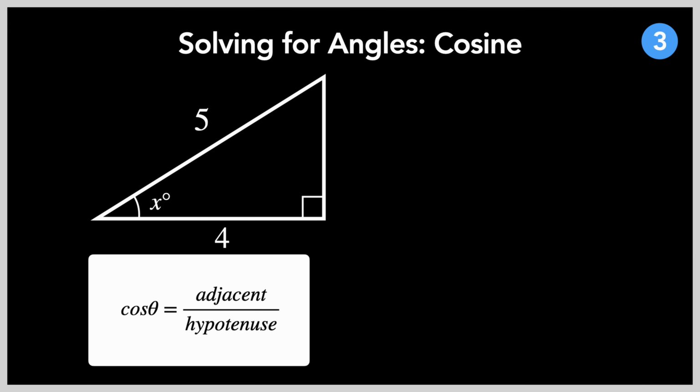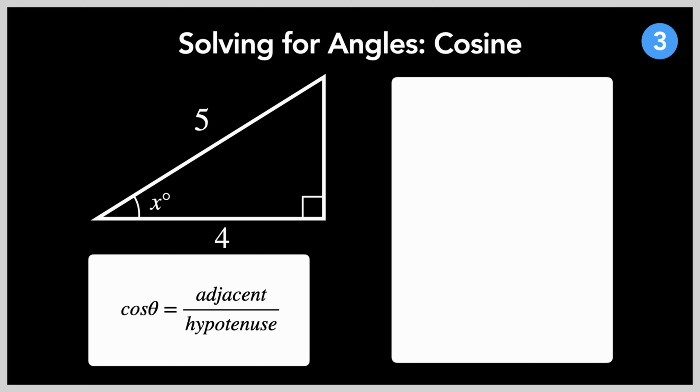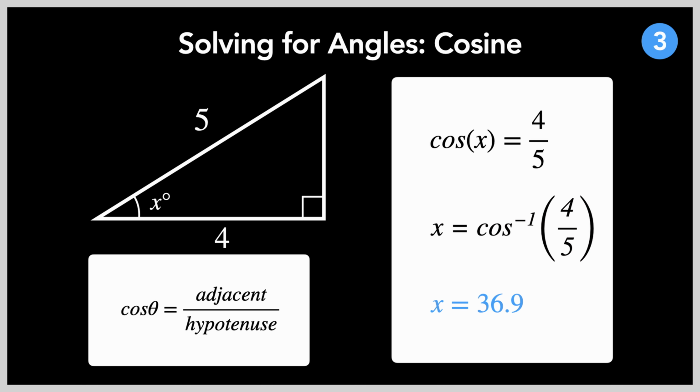Next, finding angle x using cosine. The values of the adjacent side and the hypotenuse are given to us. Thus, we can see that the cosine of x is equal to 4/5 in this instance. We can use cosine's inverse to rearrange this equation to make x the subject, as the arccosine of 4/5 is equal to x, resulting in an x value of 36.9.